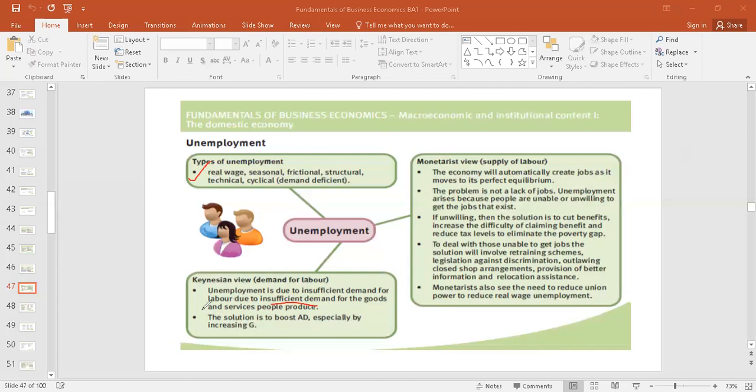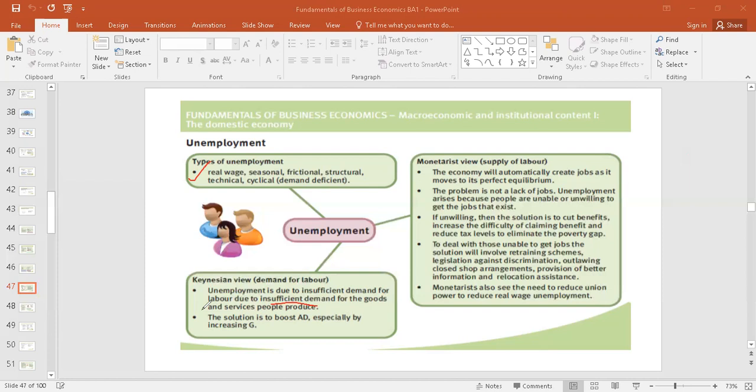Okay. So the solution is to boost aggregate demand. When the aggregate demand increases, the output produced also increases. When the demand shifts towards the right, the output increases. When the output increases, automatically more workers are needed. So the unemployment problem can be resolved. The solution is to boost the aggregate demand in the economy.